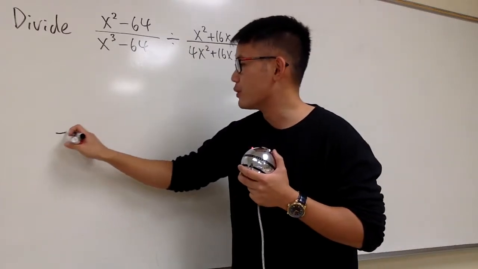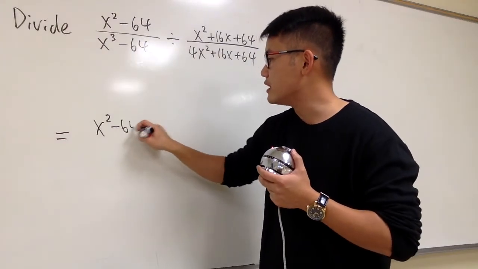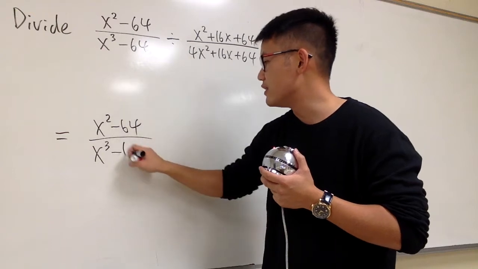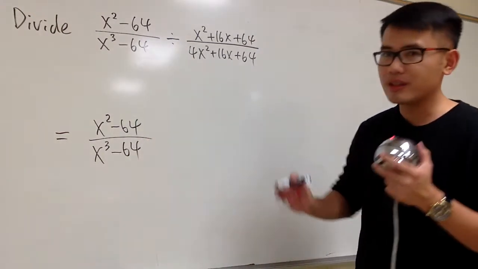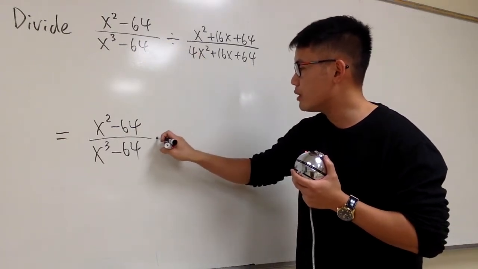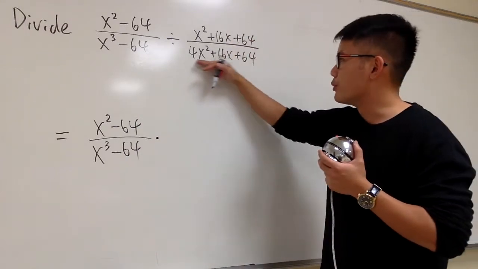So let me just go down here. We are going to keep the first, x squared minus 64 over x to the third power minus 64. You can see that they look really similar already. So do this carefully. And we'll change the division into a multiplication. And we'll flip the second one, right? So I'm going to put this down first.